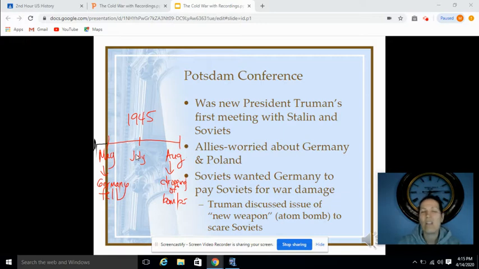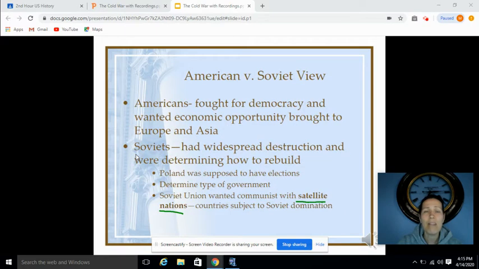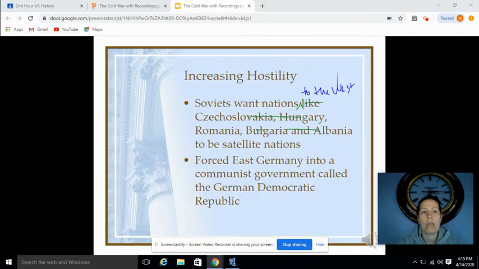And we started to realize right here that there was going to be a big difference in how we both wanted things to happen. And you guys can kind of see this on the next viewpoint. Americans, we were fighting for democracy. We wanted people to be able to elect their leaders and decide things. Where the Soviets, they had that communist country where they felt like they should control everything. And so they were really curious about Poland. Poland was destroyed, as we know, because Germany took it over. And so they wanted to know what was going to happen with Poland. They wanted Poland to become a communist nation. We wanted it to be a democracy. And so Poland actually became a satellite nation of the Soviet Union, meaning that they kind of controlled it after the war, even though we weren't very happy about it.